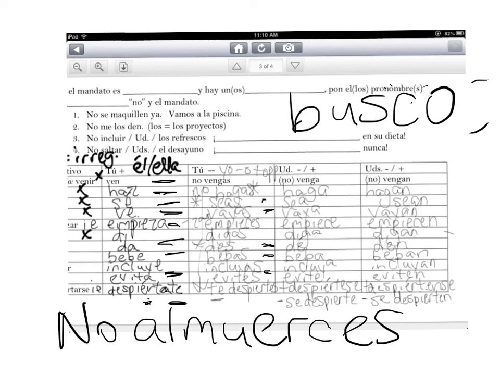One other note is if you look right here and here, with an affirmative command, you have to attach the pronoun if there is one. You can see the ones above do not have one attached to the command. If it's negative, you have to put it in front of the command. So it's in between no, and then you have your pronoun, and then the command.